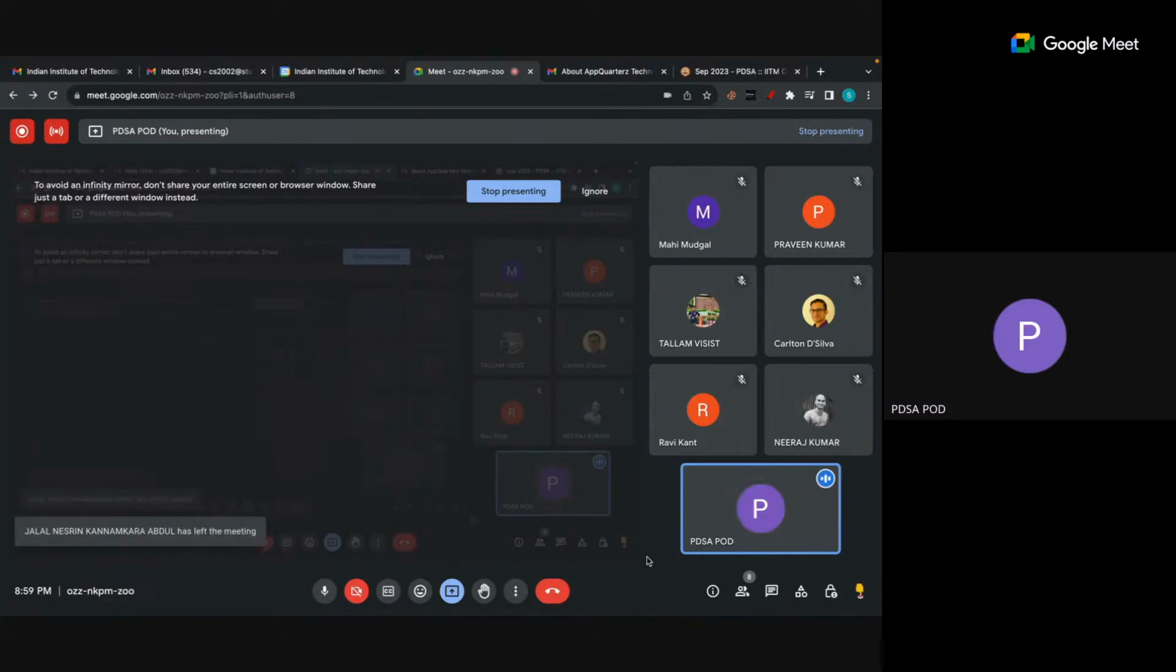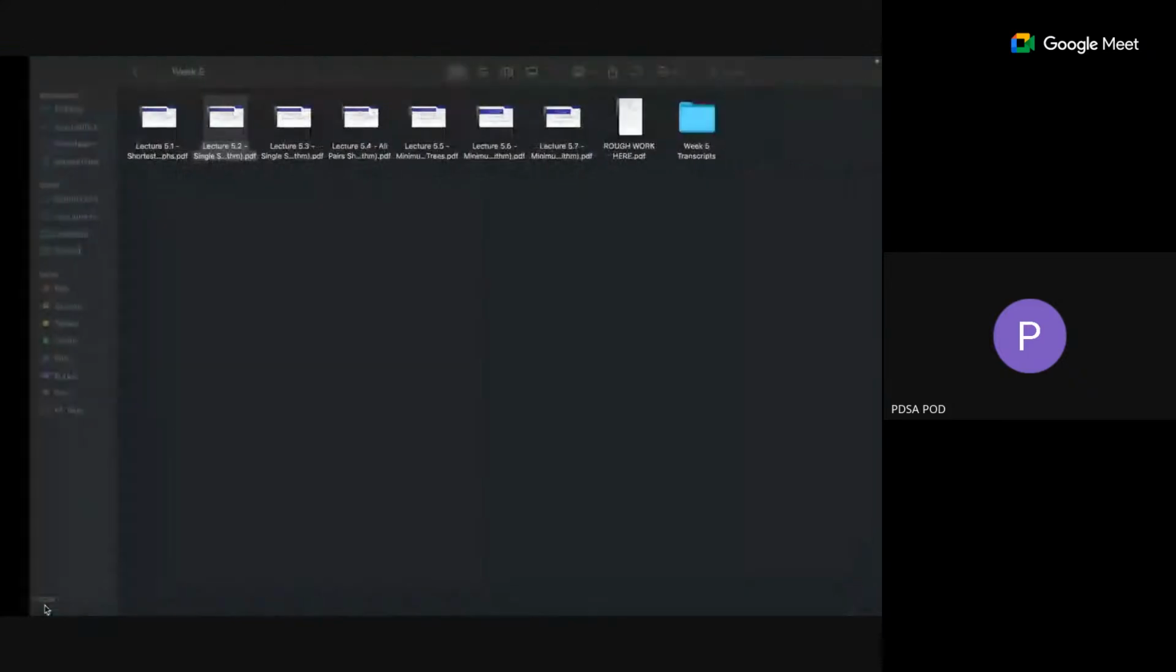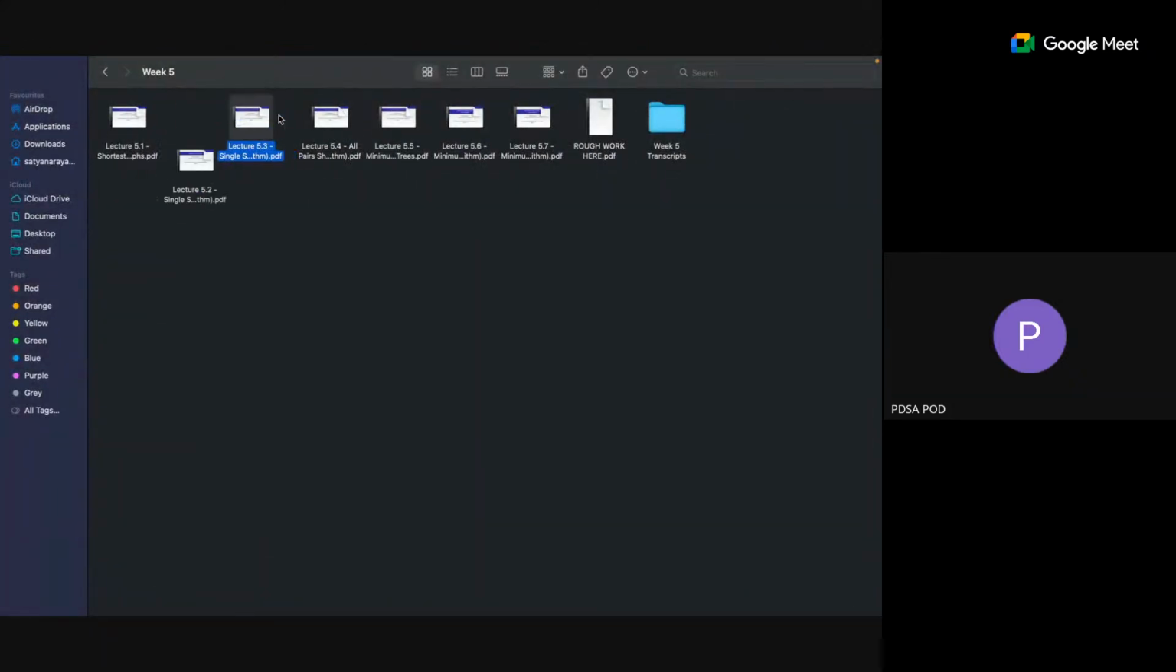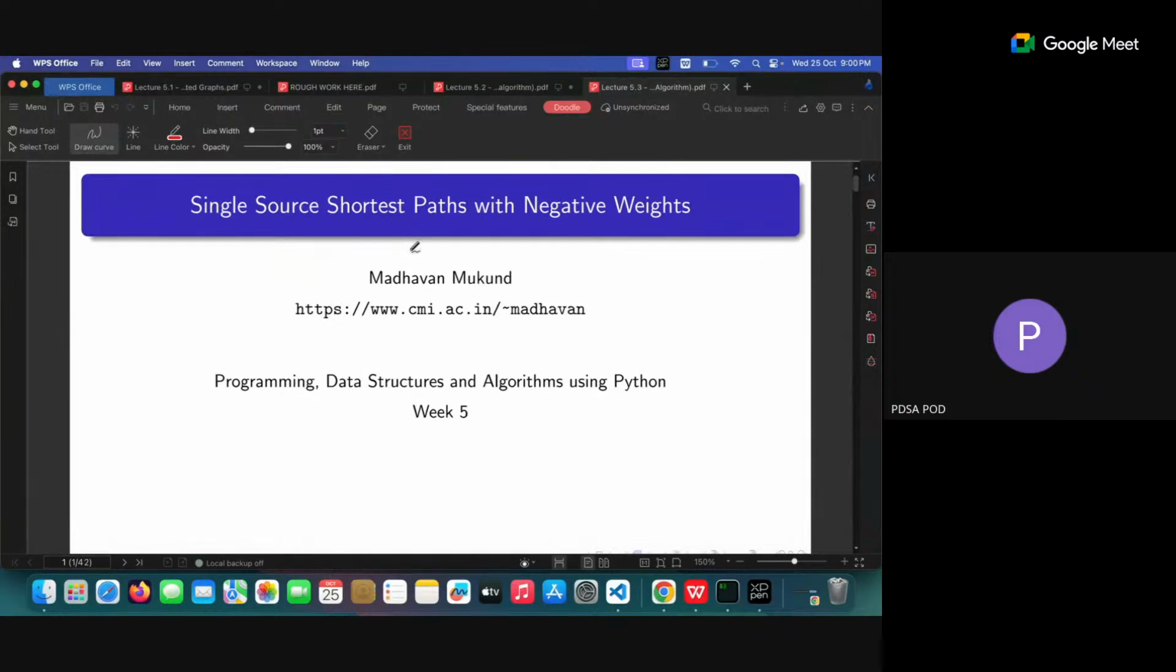Okay. So yeah, 5.3. Negative weights are not possible in the earlier Dijkstra's algorithm, but here it is a single source path, but negative weights are there. So please wait.